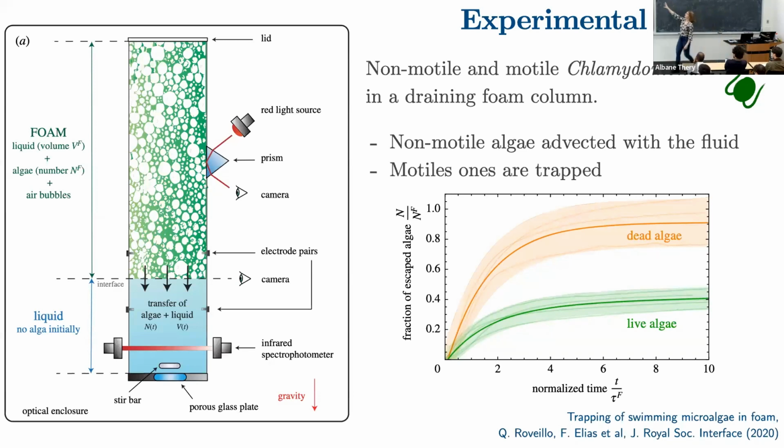When you put the mix of microorganisms and liquids, you make it a foam, you wait for it to drain, the live algae actually get trapped. At least half of them just get trapped here and it just, well, die there. And the question that they ask is, why?